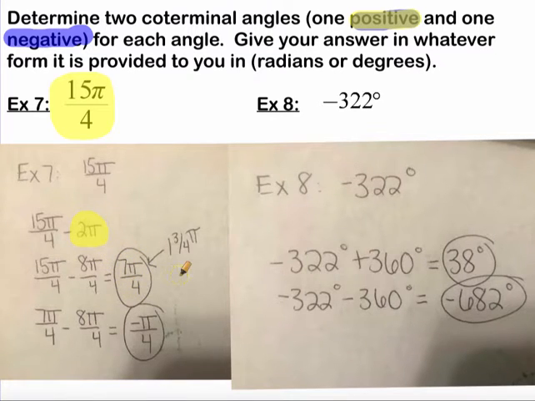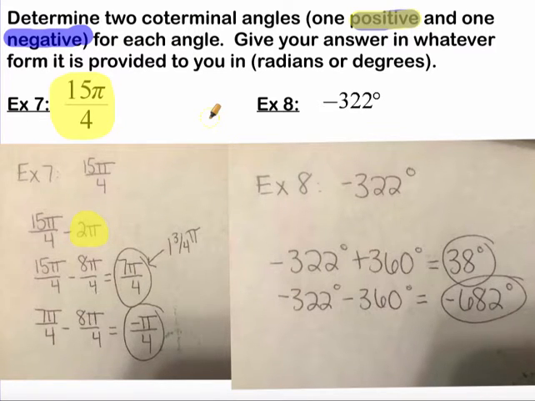Now I want to find a negative angle. Just keep subtracting 2 pi until you hit a negative angle. So now I take my 7 pi over 4 and I subtract another 2 pi, which is 8 pi over 4. So 7 pi over 4 minus 8 pi over 4 makes negative 1 pi over 4, so I have both my positive and my negative coterminal angles.